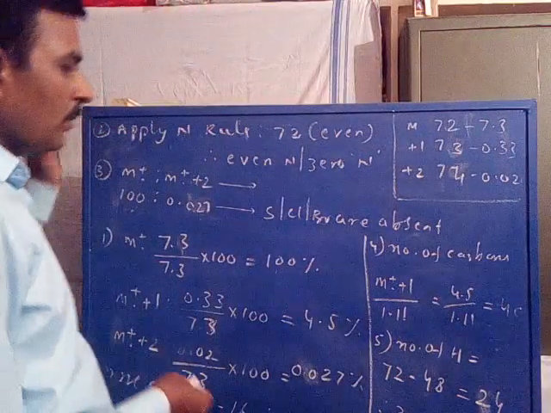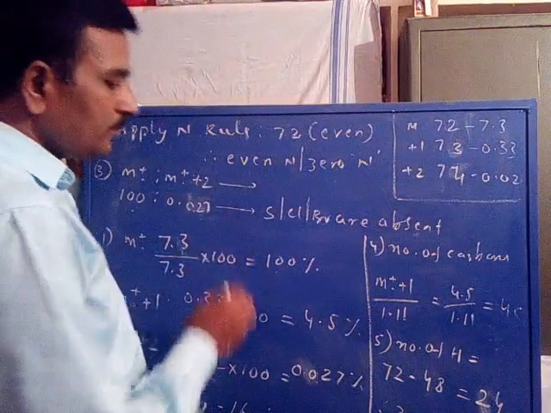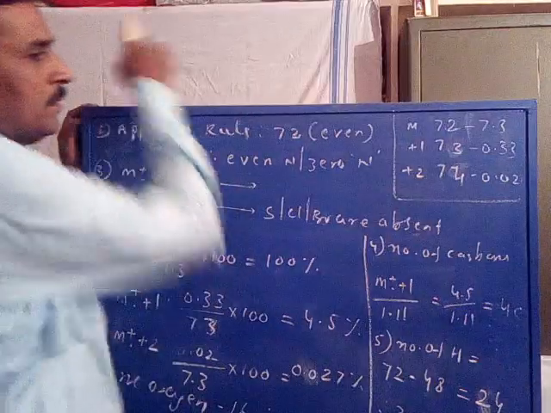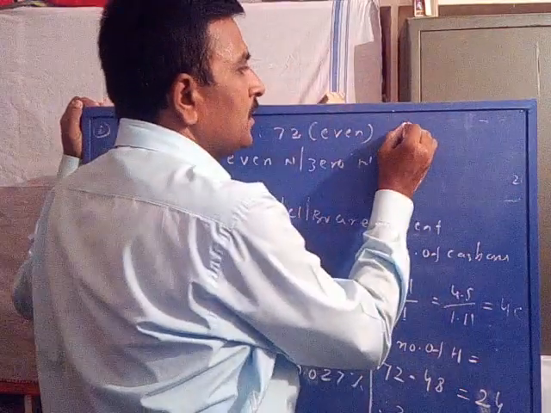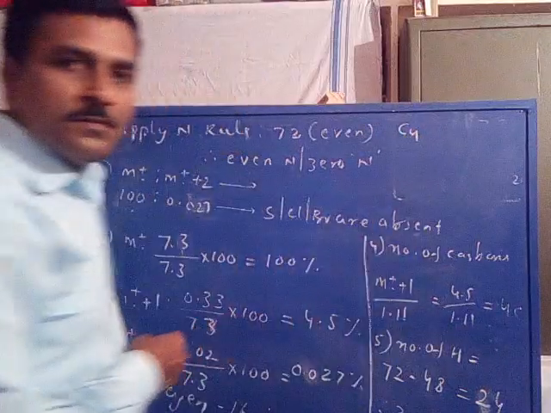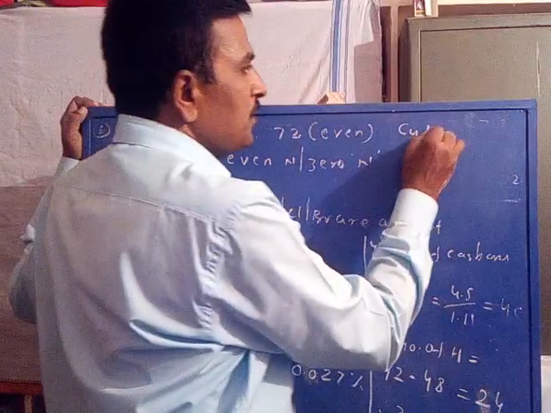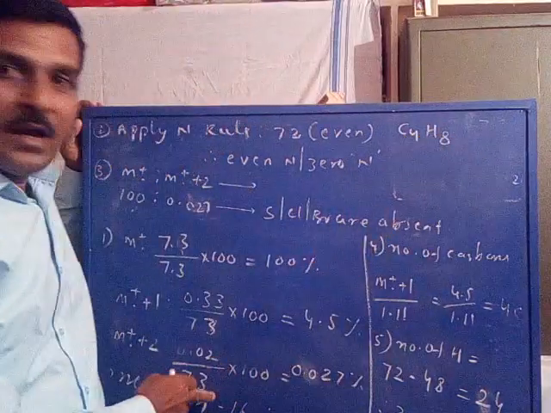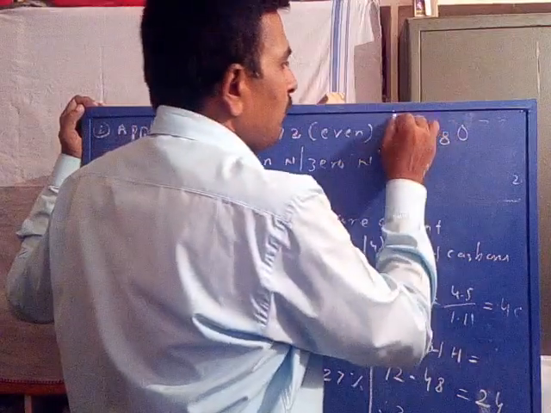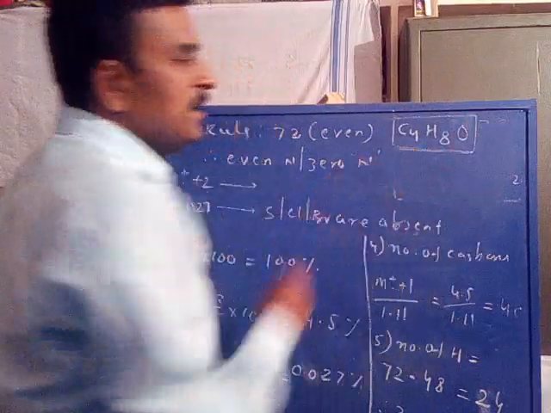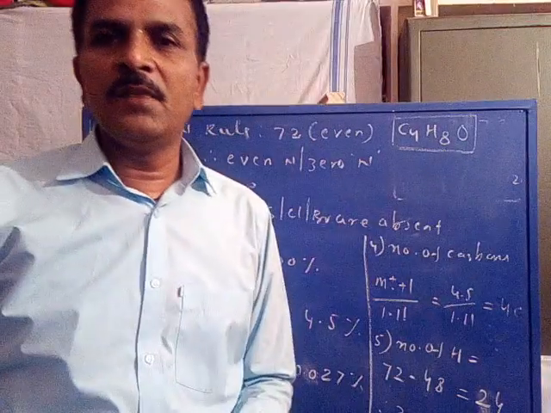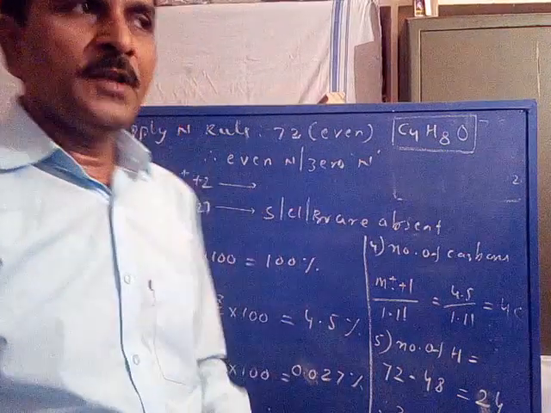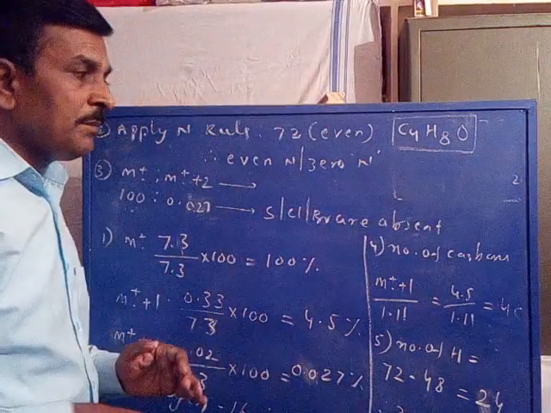Therefore, the whole molecular formula becomes: we have got 4 carbons, 8 hydrogens, 1 oxygen. Therefore, the molecular formula may be C4H8O. So, this is the way to calculate the molecular formula of the molecule. I repeat once again.